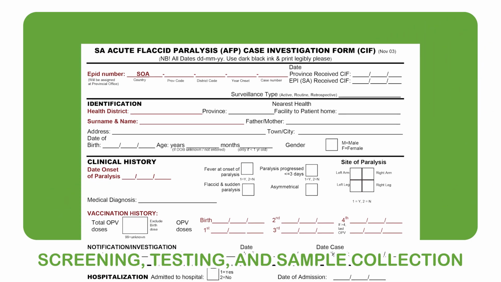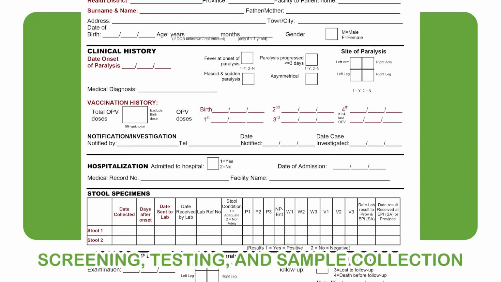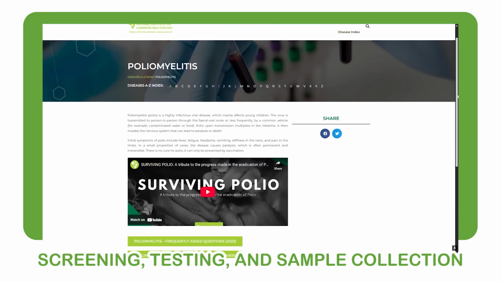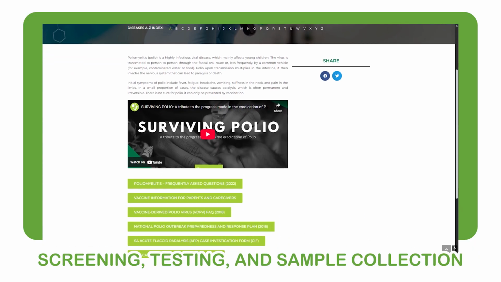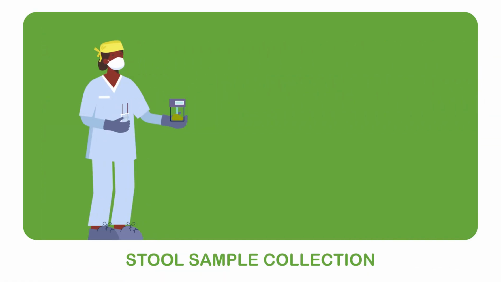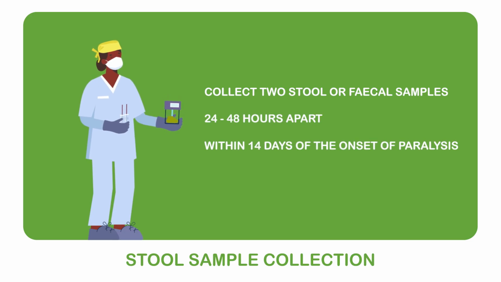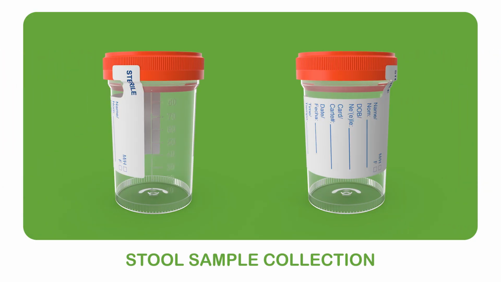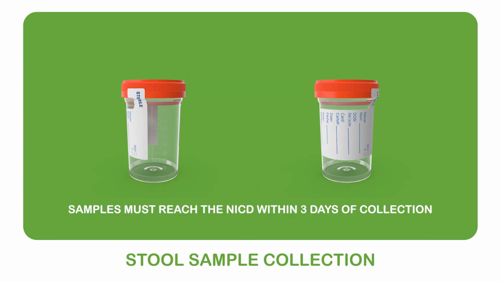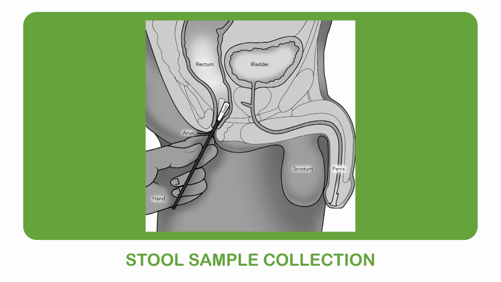When collecting specimens, the South African Acute Flaccid Paralysis or AFP case investigation form must also be completed. This can be found on the National Institute for Communicable Diseases (NICD) website, but should also be available in primary healthcare facilities. To properly test for polio, the clinician should collect 2 stool or fecal samples 24 to 48 hours apart and within 14 days of the onset of paralysis. These should be collected in specimen collection bottles, the same ones used for urine or sputum. The samples must reach the NICD within 3 days of collection. Where stools cannot be obtained, a rectal swab must be submitted for testing.